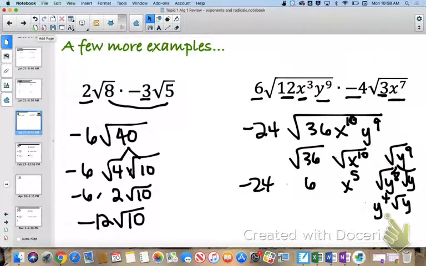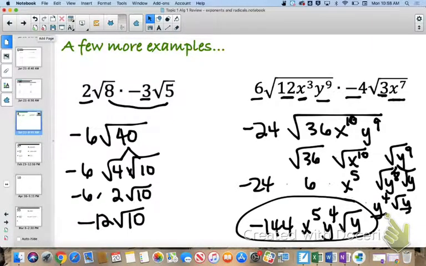So now we are just multiplying. Negative 24 times 6, that is negative 144. You have x to the 5th and y to the 4th, both on the outside, and then root y stays on the inside. All right, so that's it.